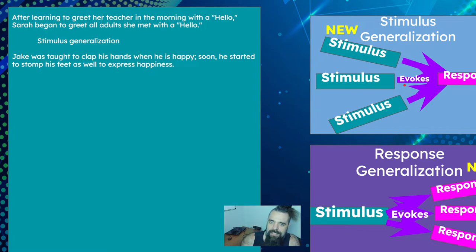Jake was taught to clap his hands when he is happy. Soon he started to stomp his feet as well to express happiness. What do we got?